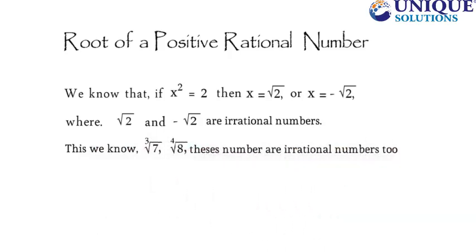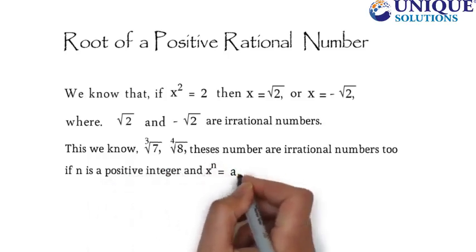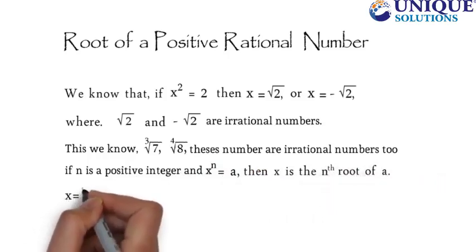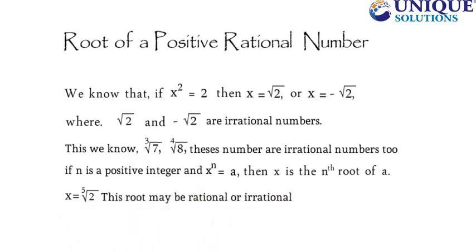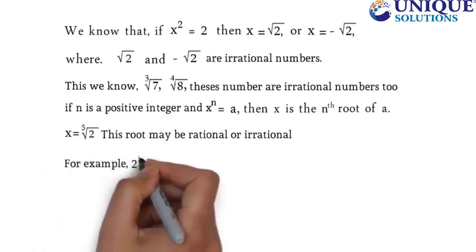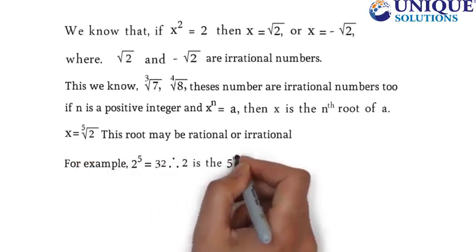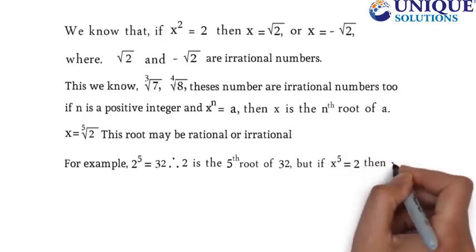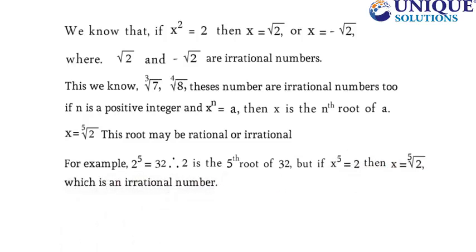If n is a positive integer and x raised to n is equal to a, then x is the nth root of a. x is fifth root of 2. This root may be irrational or rational. For example, 2 raised to 5 is equal to 32. Therefore, 2 is the fifth root of 32. But if x raised to 5 is equal to 2, then x is fifth root of 2, which is an irrational number.